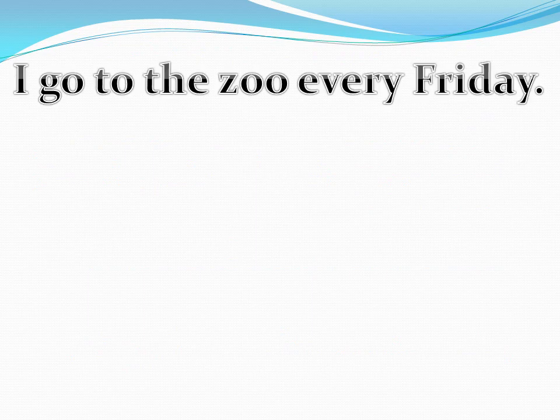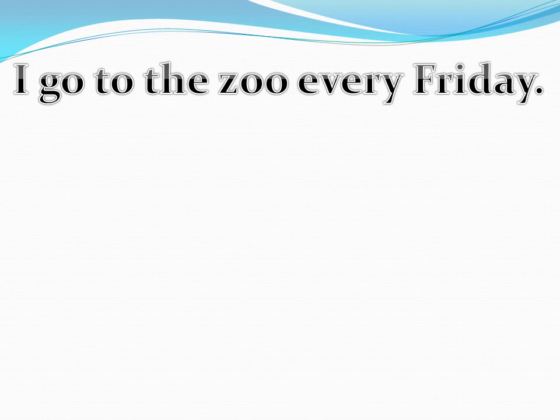Let's see more examples. I go to the zoo every Friday. If I want to change this sentence into negative, what do I have to do? I have to add baby not, but baby not doesn't come alone. So I have to add do or does. I will take do or does.